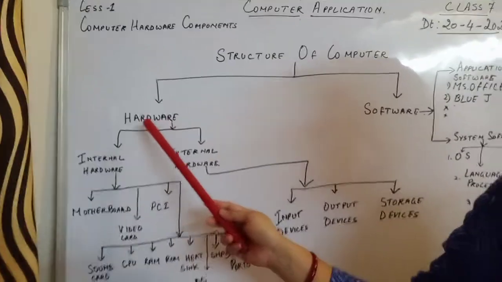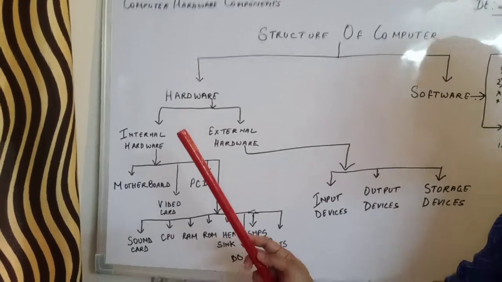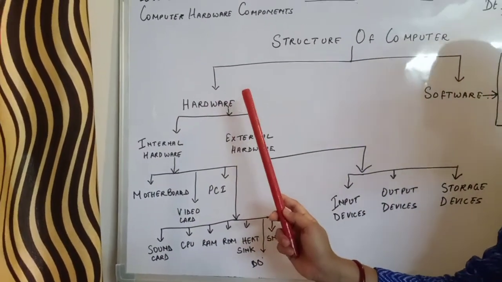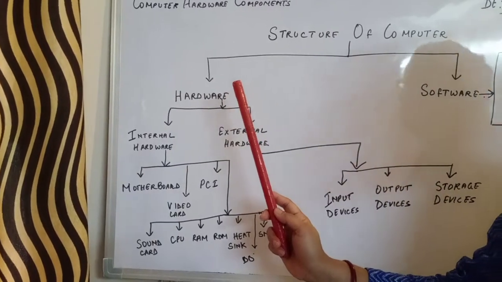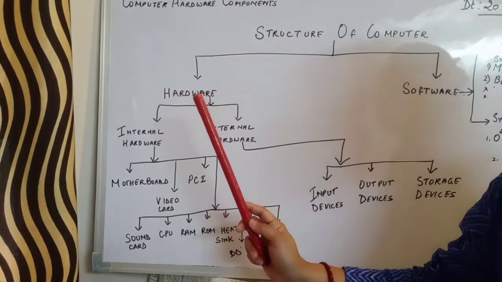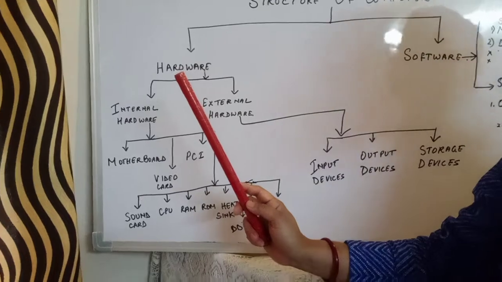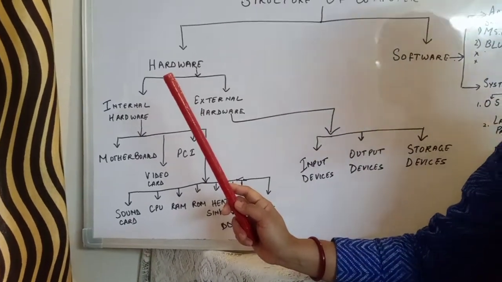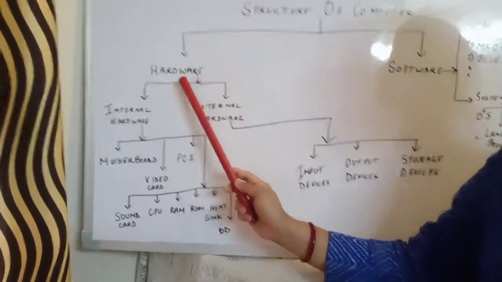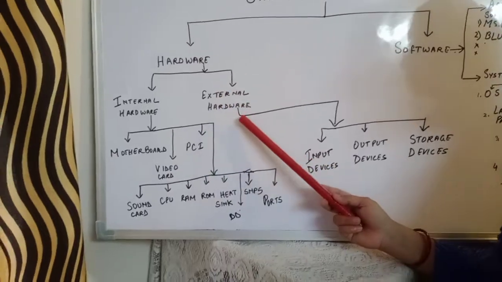Now when we talk about hardware, what is hardware? So the definition which you've already read for so many years, the same definition I'll just recall: all the physical components which we can touch and feel or see inside a computer are called hardware. All the physical components which we can touch and see inside the computer or outside the computer are called hardware. So now hardware is divided into two parts, internal hardware and external hardware.